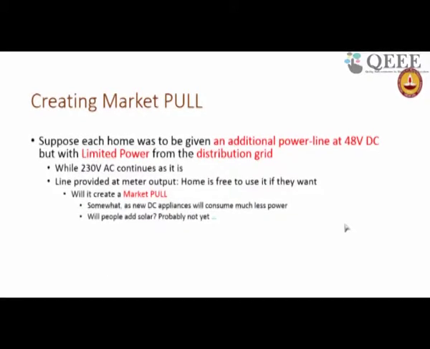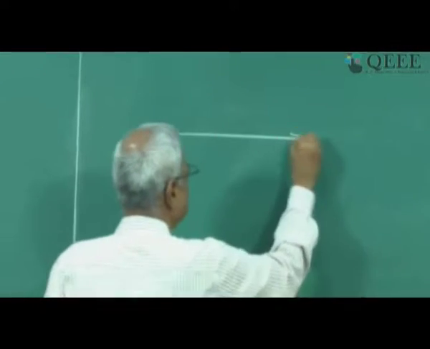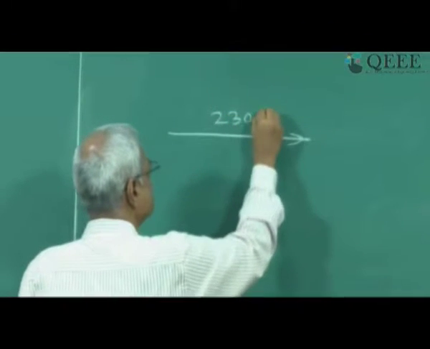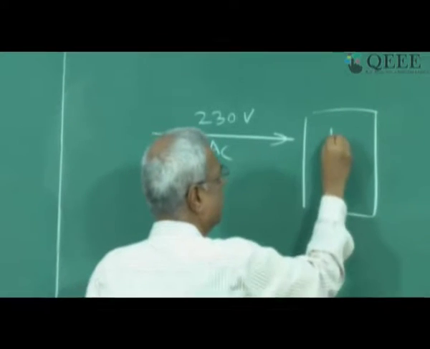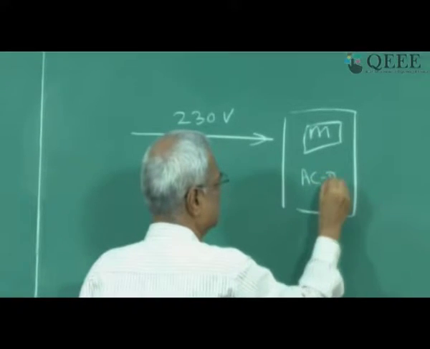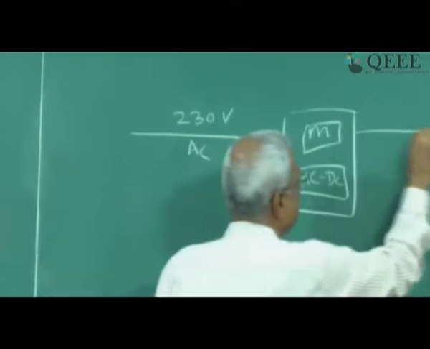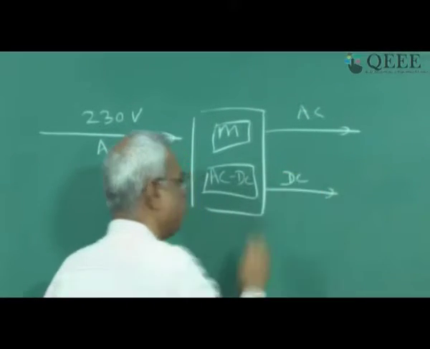And we say, suppose each home is given an additional power line. So a very simple concept we came up with. Suppose at each home, there is a 230 volt single phase AC coming in. There is a meter that we have to go through. In the meter, I also put an AC to DC converter. And I give two lines. One is an AC line, another is a DC line. The DC line is at 48 volt.